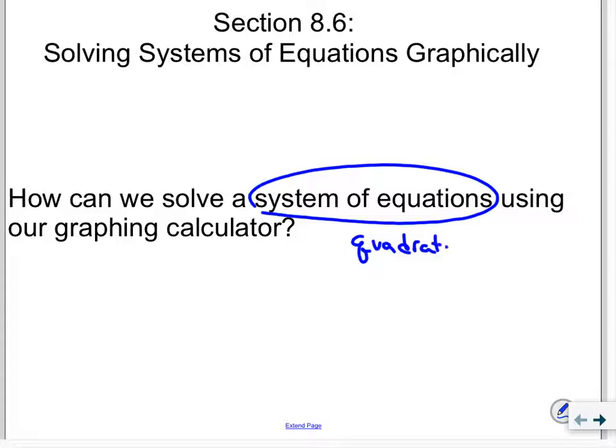So it's going to involve an x squared. And it's going to involve graphing a straight line, a linear function. So whereas before we did two linear functions, now we're going to do a quadratic and linear together. And yeah, we do it on the graphing calculator. So let's get your graphing calculator going.